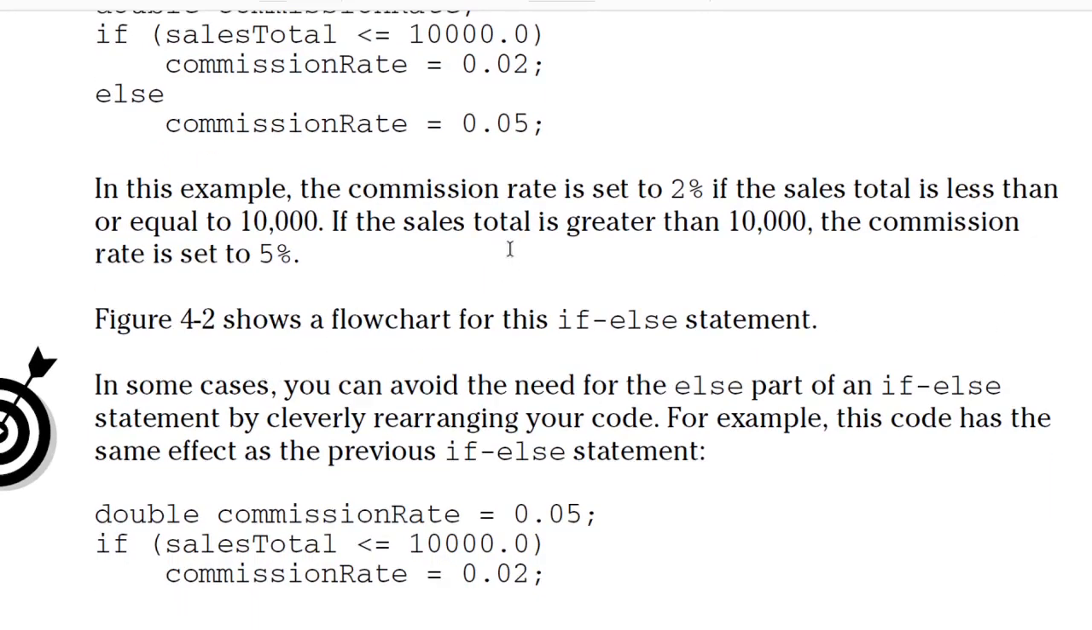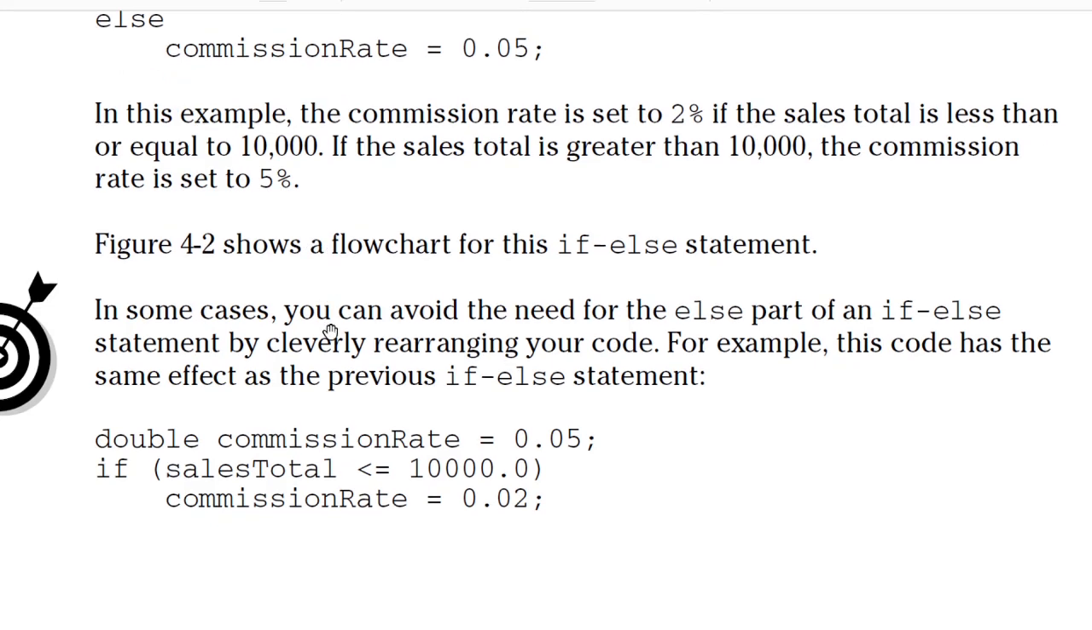In this, the commission rate was set to be 2% if the sale total is less than or equals to 10,000. Only 2%. And if the sales total is greater than 10,000, the commission rate is set to be 5%. It's set to be 5%. Okay?